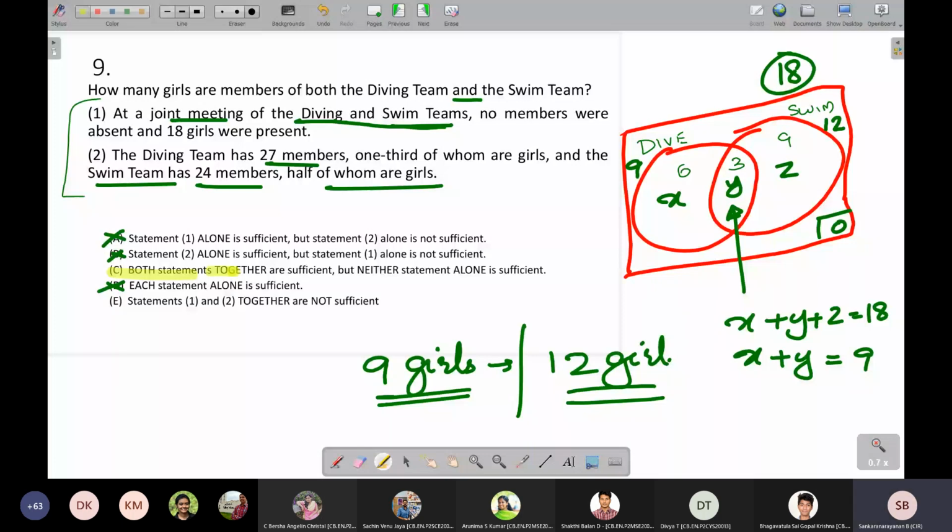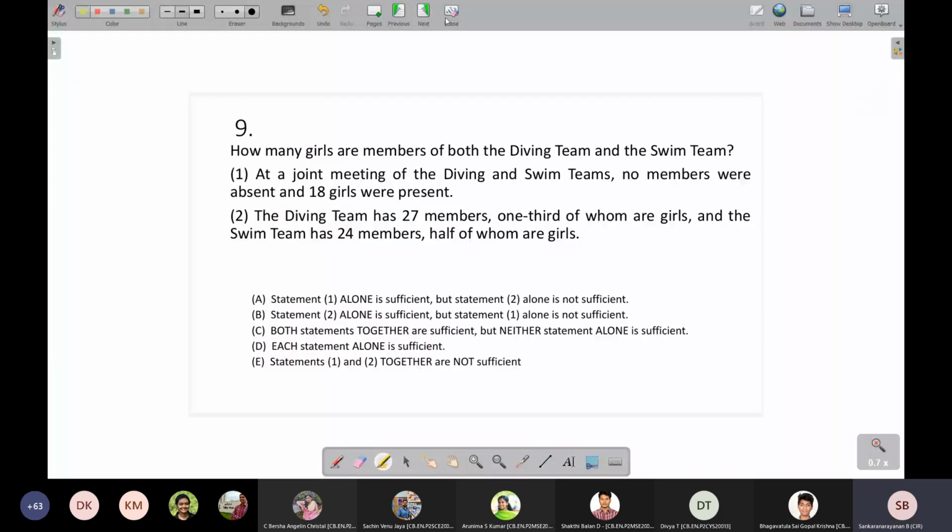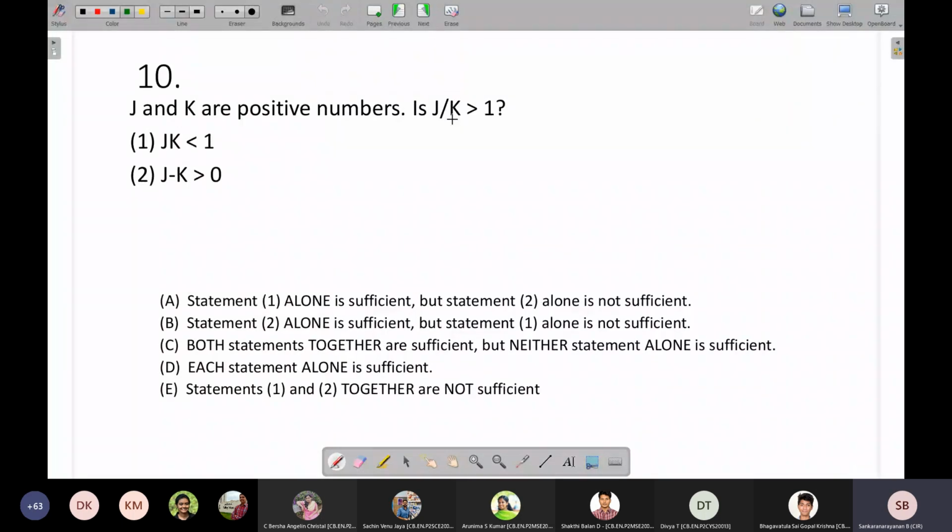Okay, fine. Let's quickly get into the last question, question number 10. It's very easy. If j and k are positive numbers, the question is, is j upon k greater than 1? Okay, you can see that j minus k is greater than 0. If j minus k is greater than 0, understand j will always be greater than k. Did you get my point? So we can conclude what will be the case for j by k.